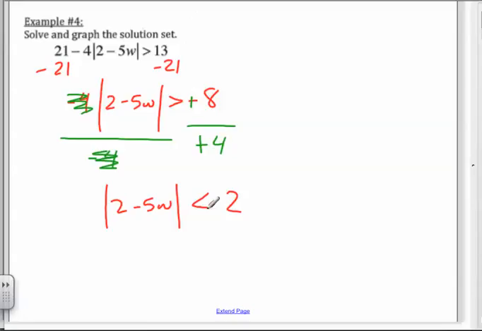Guys, just looking at this, raise your hand. Is this a conjunction or a disjunction? Just looking at this problem right now. Jack, I'm coming to you. Conjunction? It's a conjunction because it's less than 2. Okay? So let's see what happens.